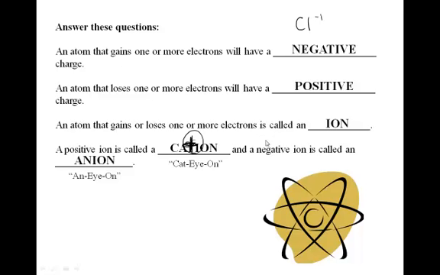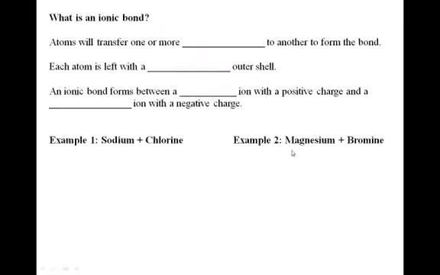Okay, so an ionic bond is formed when atoms transfer 1 or more electrons to another. They form a bond because we have 2 oppositely charged particles. They stick together. Each of the atoms then is left with a complete outer shell. And by complete, how many do we mean? 8 electrons. Unless it's helium or hydrogen, they can only hold 2 because they're in that 1s.